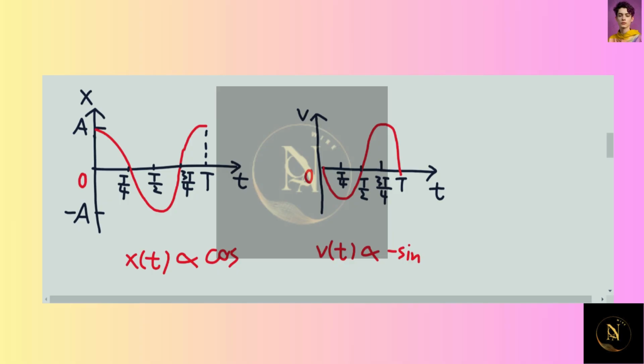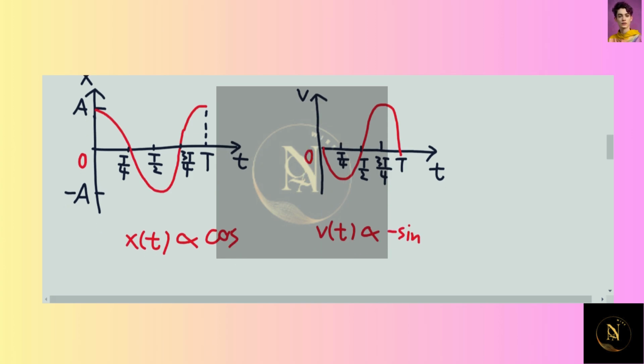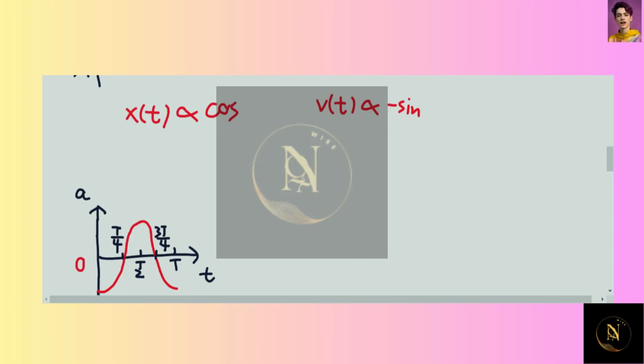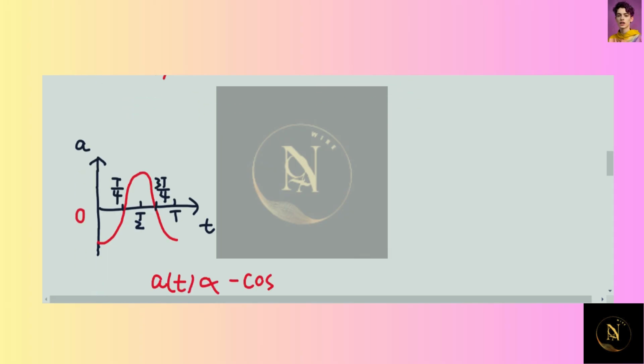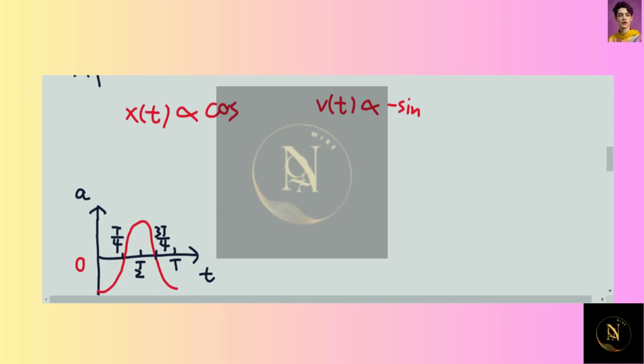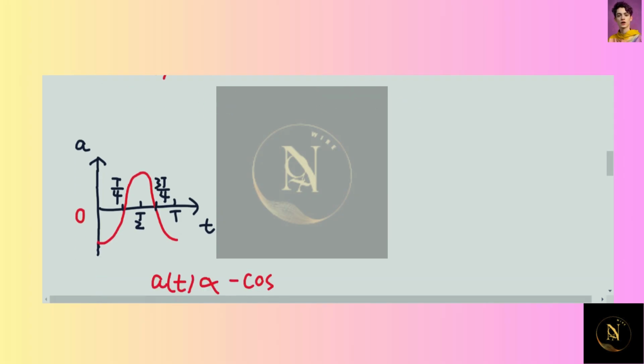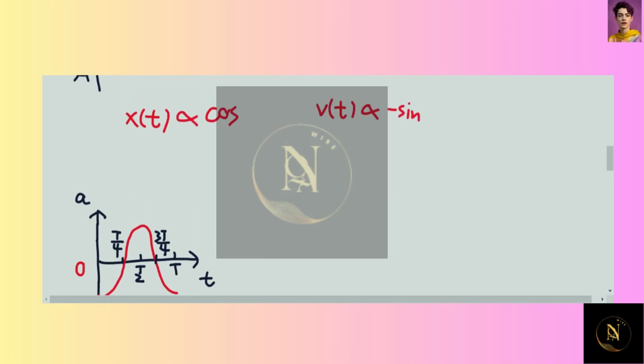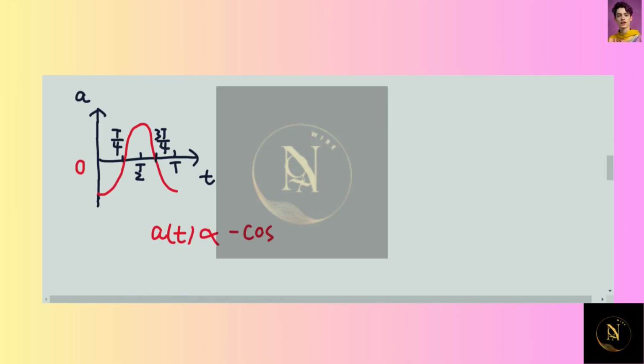And this is a v-t graph here, and it's a negative sine function type of graph, because the v-t graph, or the velocity versus time function, is the derivative of the position versus time function, and the derivative of a cosine is negative sine. And this is the acceleration versus time graph. It should be a negative cosine graph because the derivative of negative sine is negative cosine, since the acceleration versus time graph should be the derivative of the velocity versus time graph.